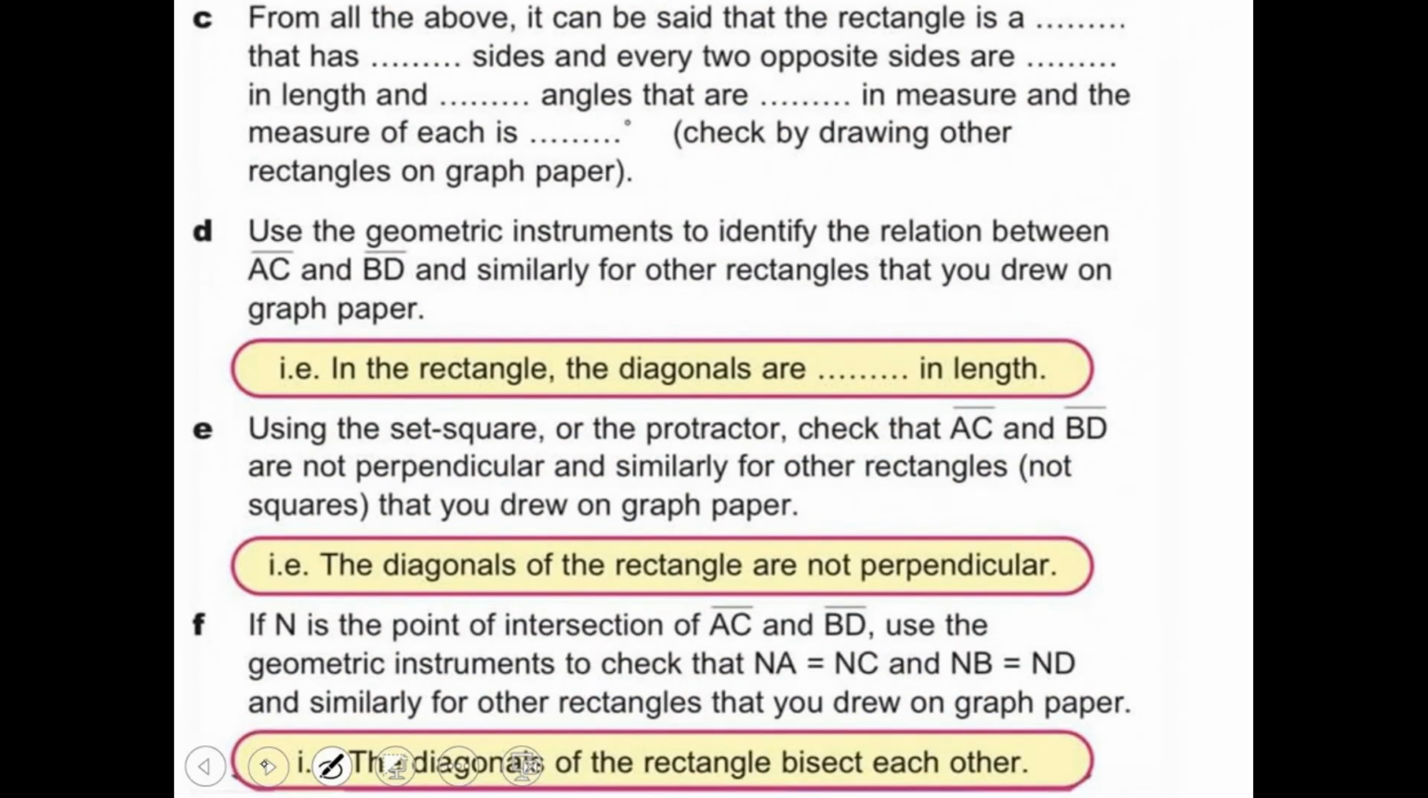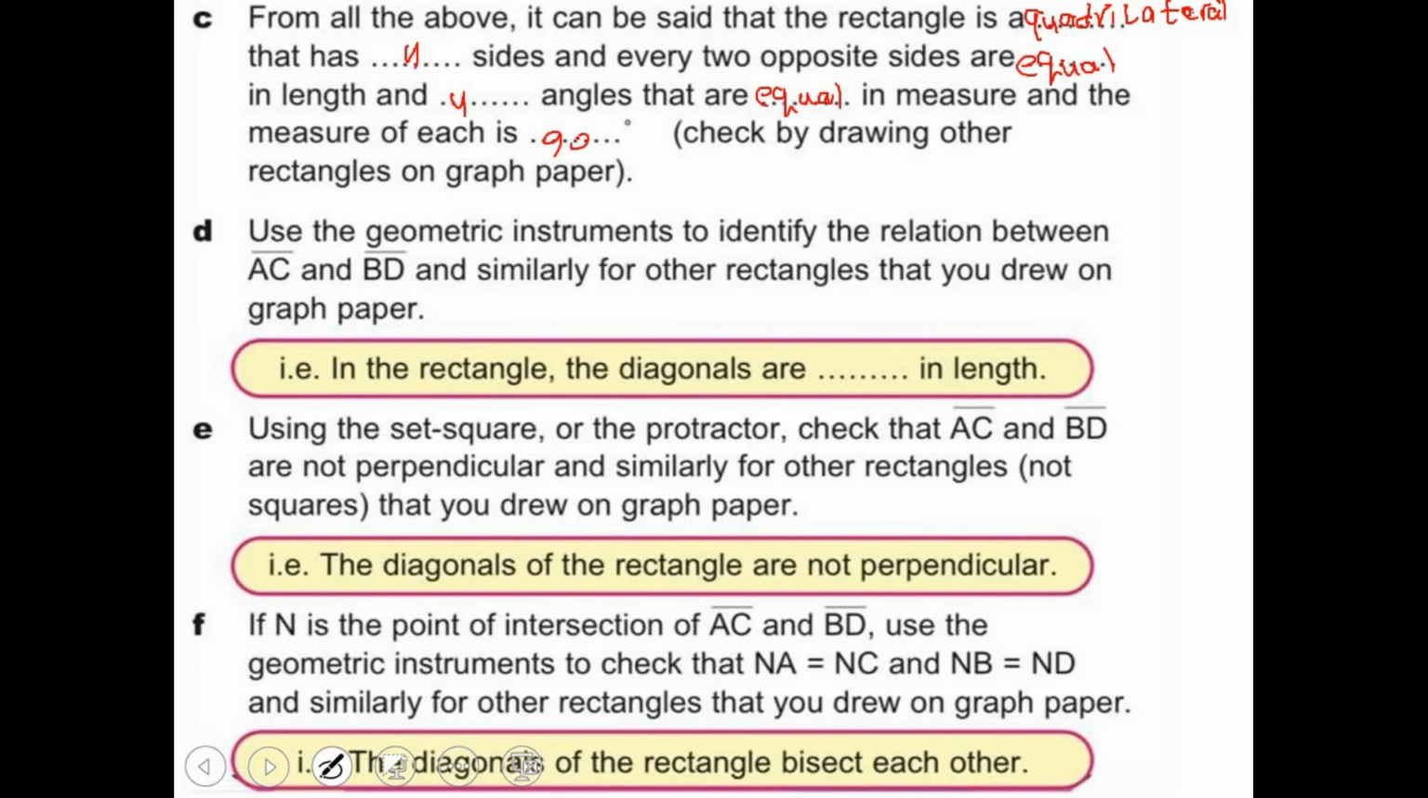Letter C. From all the above, it can be said that the rectangle is a quadrilateral that has 4 sides, and every 2 opposite sides are equal in length, and 4 angles that are equal in measure, and the measure of each is 90 degrees. And you can check by drawing other rectangles on graph paper.